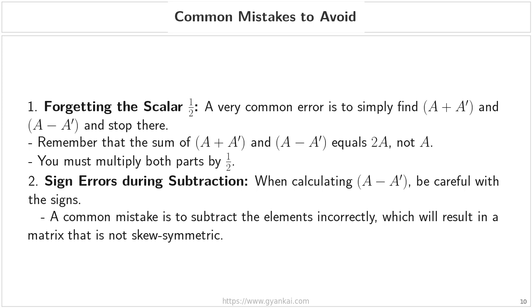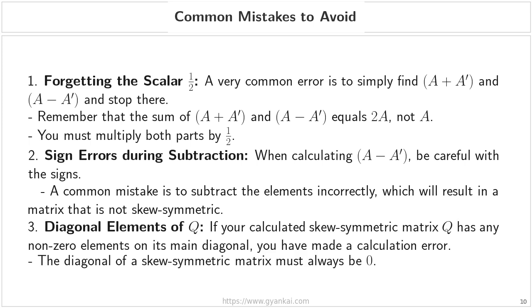Secondly, pay close attention to sign errors during subtraction. When you are calculating A minus A transpose, be extremely careful with your positive and negative signs. A common error is to subtract the elements incorrectly, which will result in a matrix that is not actually skew-symmetric, ultimately making your final verification fail.